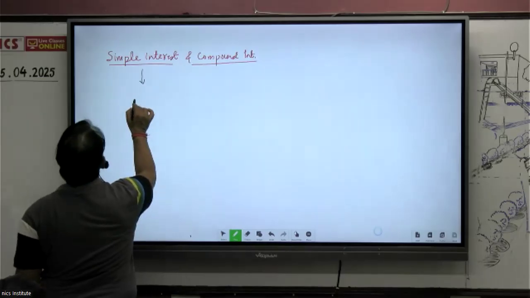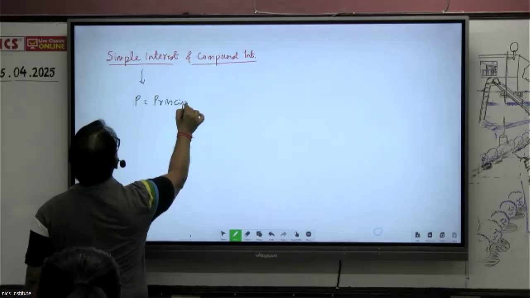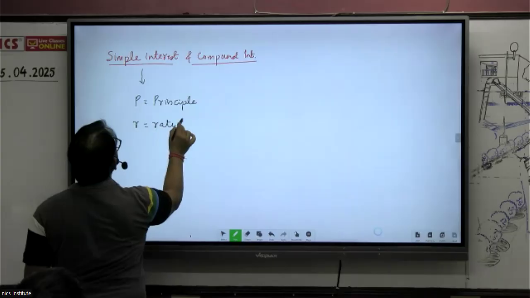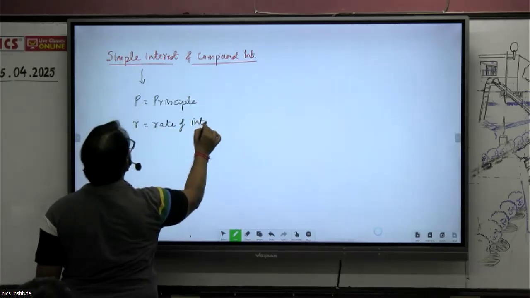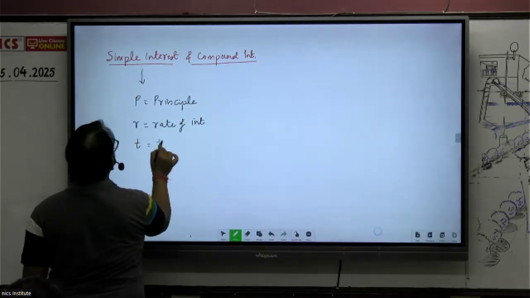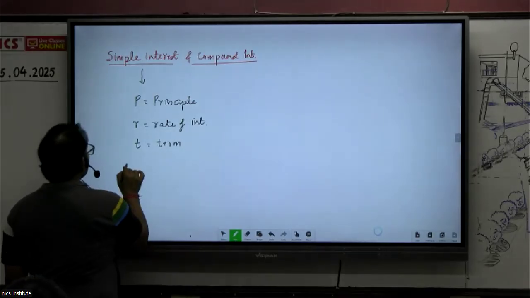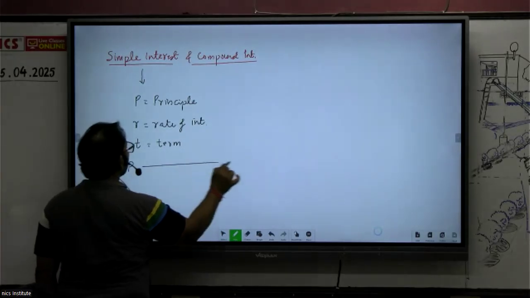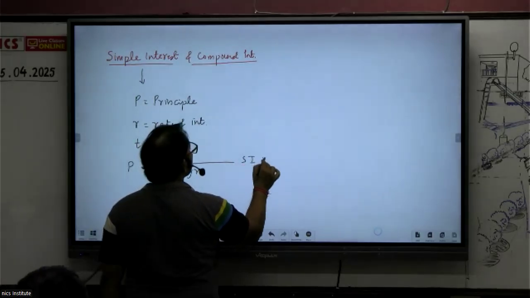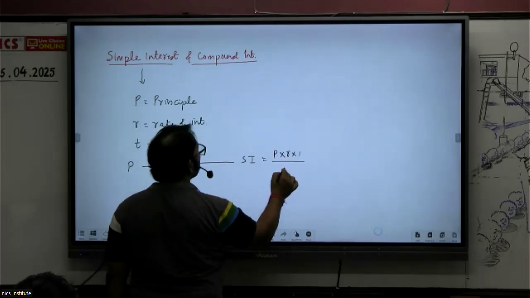For example, P is the principal. R is the rate of interest per annum. T is the term. So if P is the principal, the money you borrowed, after 1 year the simple interest would be P into R into 1 by 100.